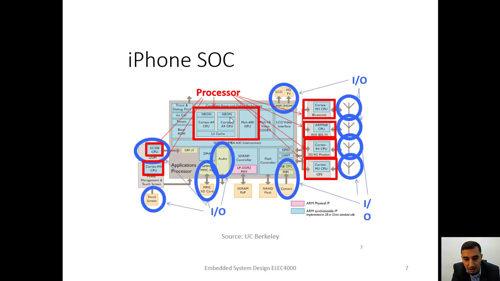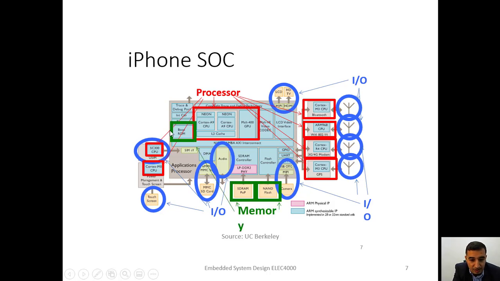Okay, then we have the input output modules. In terms of input output modules, we have an antenna for Bluetooth, one for Wi-Fi, one for the GSM signals, one for the GPS signals. We have an input output for the LCD and HD TV. We have an input output for the camera and audio, for the SD card, although iPhones don't come with SDs, for the touch screen. All of these are input outputs, and of course for the SIM card.